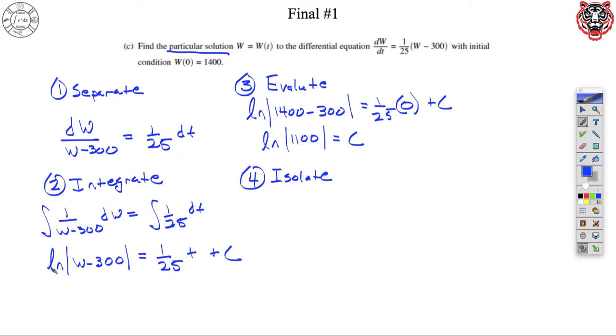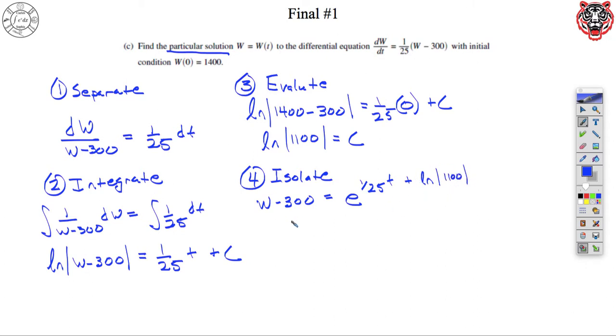Well, we have to get rid of the natural log on both sides. So we have to take both sides to the power of e. When we do that, the natural log will cancel out, of course, and we're left with w minus 300 is equal to e to the power of all of this. And remember, c isn't c anymore. c is the natural log of 1,100. So it's going to be e to the power of 1/25 t plus the natural log of 1,100.